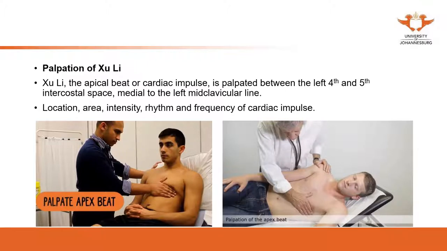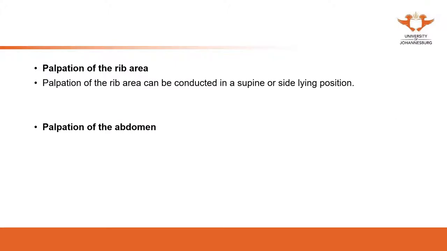Palpation of Xuli. Xuli is a Chinese translation. This is a specificity in Chinese medicine theories. That's because this is the area where the heart beats, you can feel it. So we can see the heart function from here as well. The palpation here is the same as the area of the apex beat, so that is very similar to Western medicine. Sometimes you put two fingers or your whole palm on the fifth space, the fifth rib space. The ribs there, at the moment, you can see in the video.